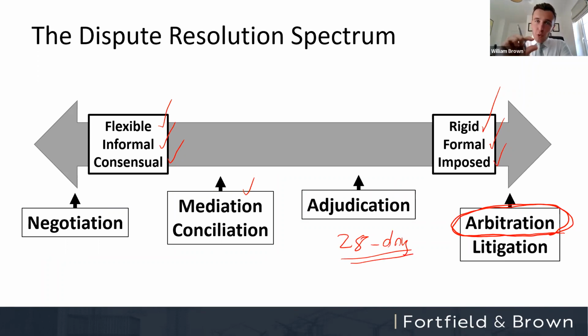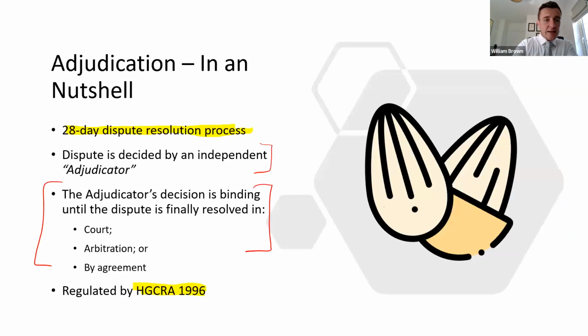The main point of difference between them, aside from the very clear difference in the timeframes, is that with arbitration, you can't challenge the decision. Once the arbitrator arrives at their decision, unless they've done something very, very silly, that decision cannot be challenged. But you can challenge the decision of an adjudicator. You can do that in court or in arbitration itself, or you can decide to waive the decision. So they're certainly not the same thing.